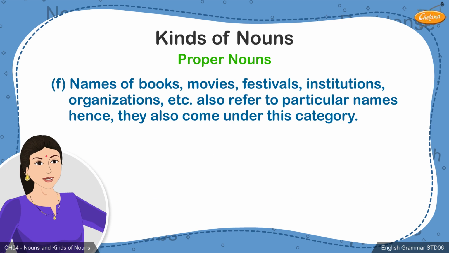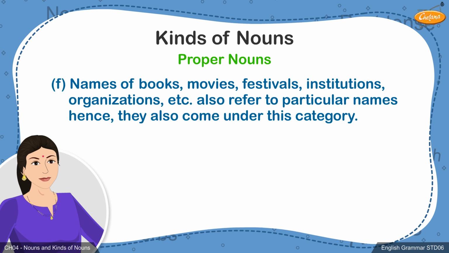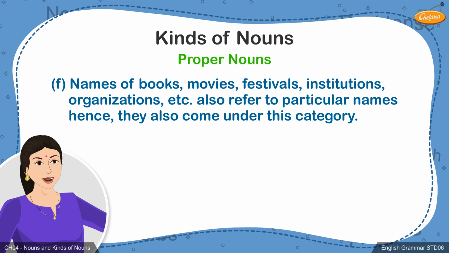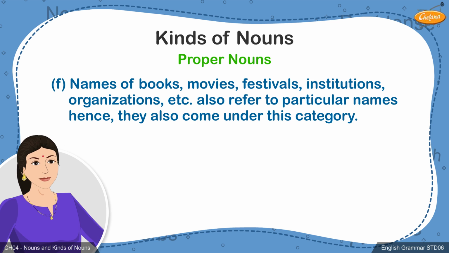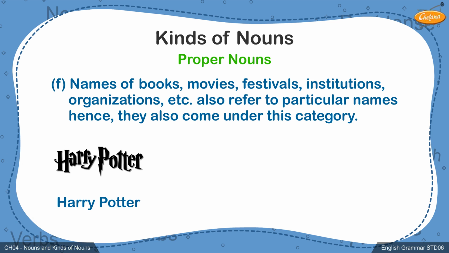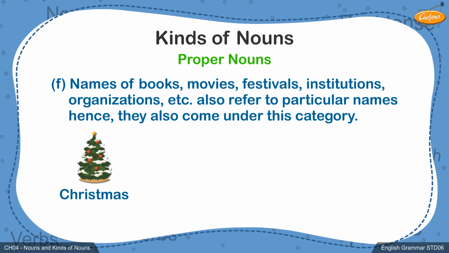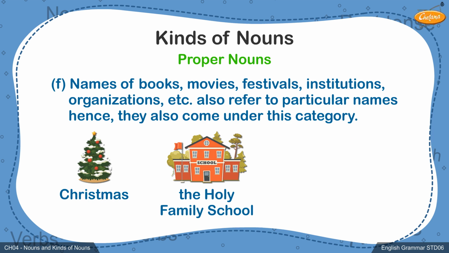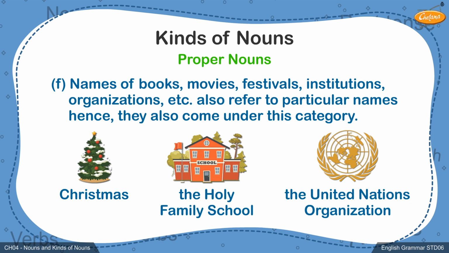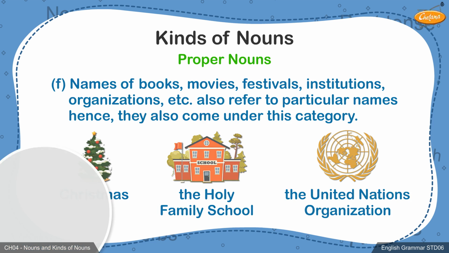F. Lastly, names of books, movies, festivals, institutions, organizations, etc. also refer to particular names, hence, they also come under this category. For example, Harry Potter, the Twilight series, Diwali, Christmas, the Holy Family School, and the United Nations Organization.